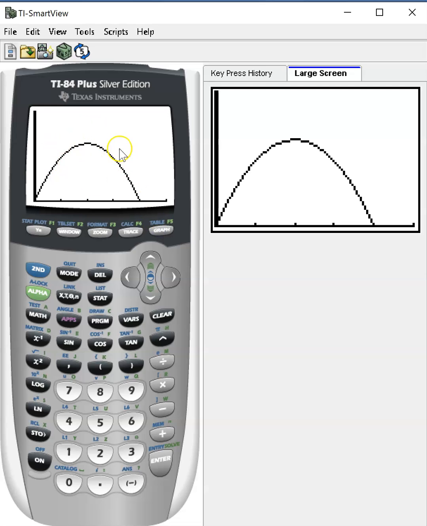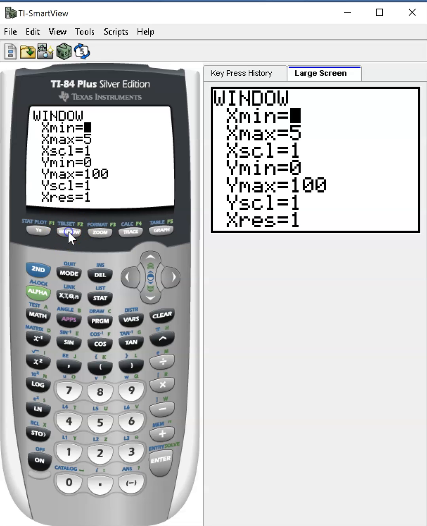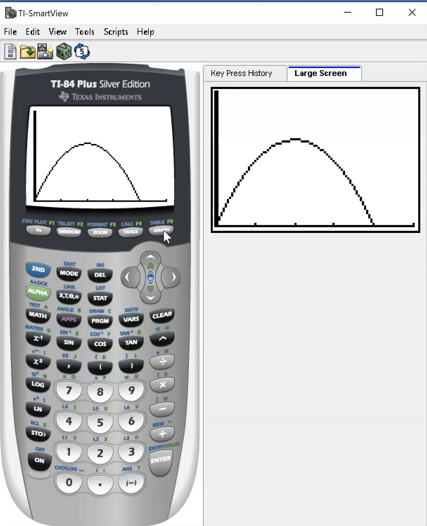If you can't see your parabola, you may need to use the window key. You may need to hit this button and change your minimums and your maximums until you can actually see the minimum or the maximum of the parabola. So coming back to the graph, we want the calculator to find this for us.